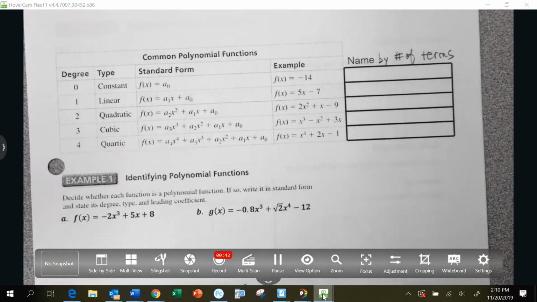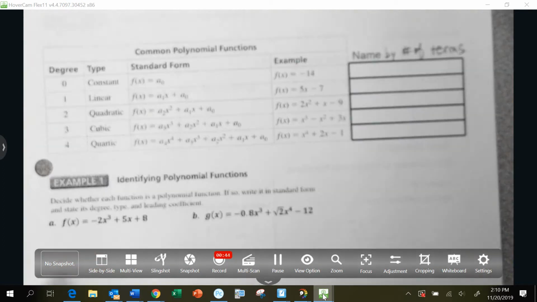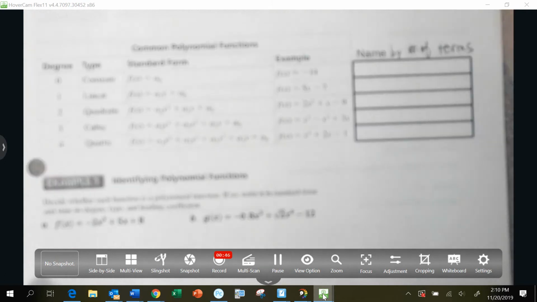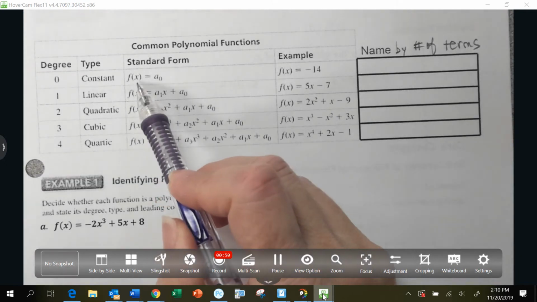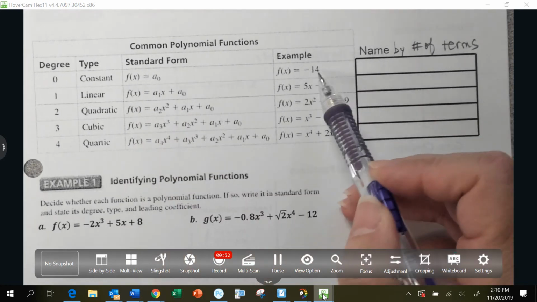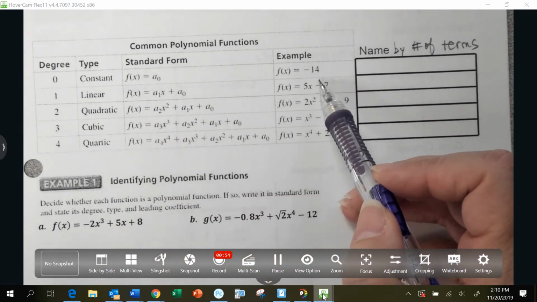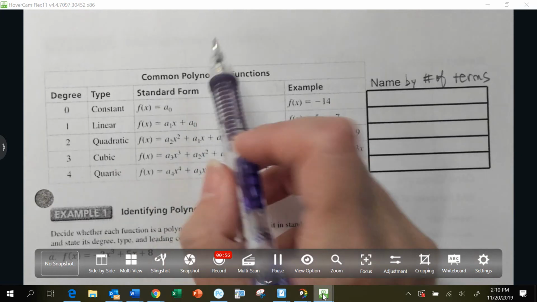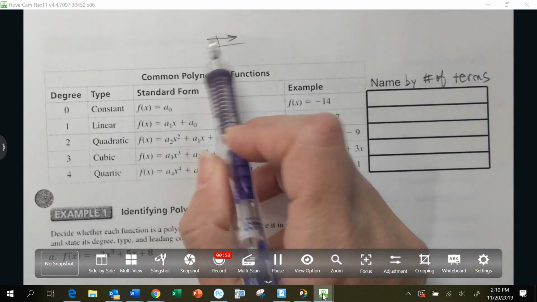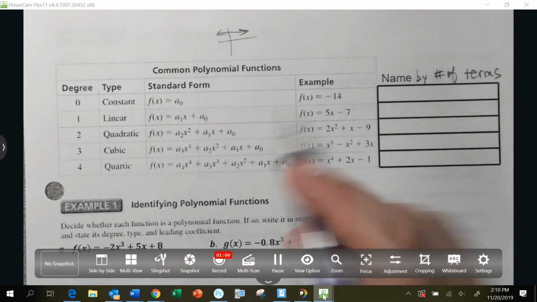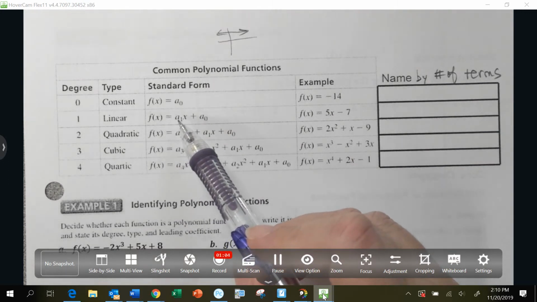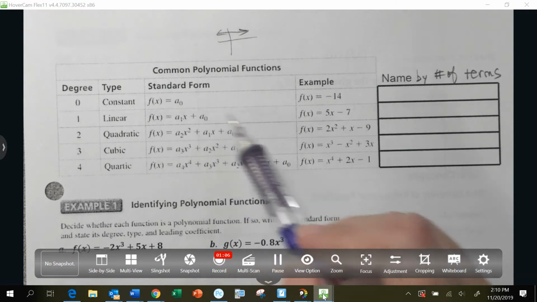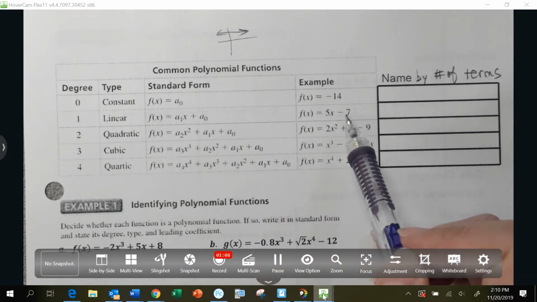So I'm also going to add in naming by number of terms. So constant function is when we have like y equals or f of x equals just a number. That's constant. We've talked about this earlier in the year, that would be like a horizontal line. Okay. The next is linear. That would be like y equals mx plus b. Right? We've done that. Here's an example. Y equals 5x minus 7.